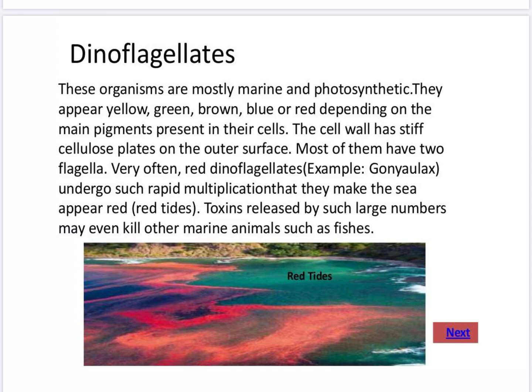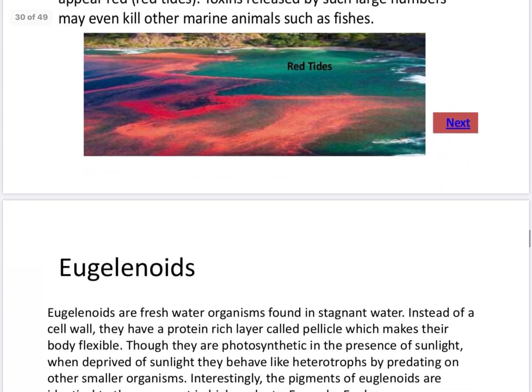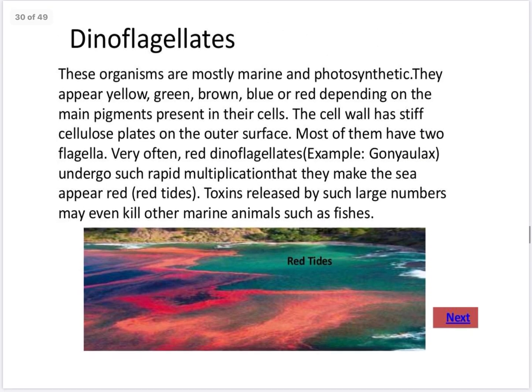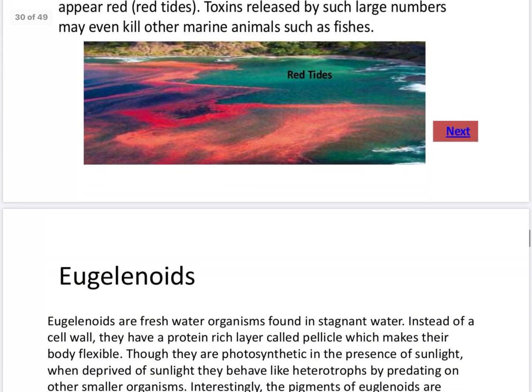These form red waves, red tides, as you are seeing. Red dinoflagellates. Again, remember the example, Gonyaulax. Such rapid multiplication that they make the entire sea appear red. That's why the name Red Sea. Toxins released by such large numbers may even kill other marine animals such as fishes. So remember dinoflagellates for two things. One, bioluminescence. Second, Red Sea.